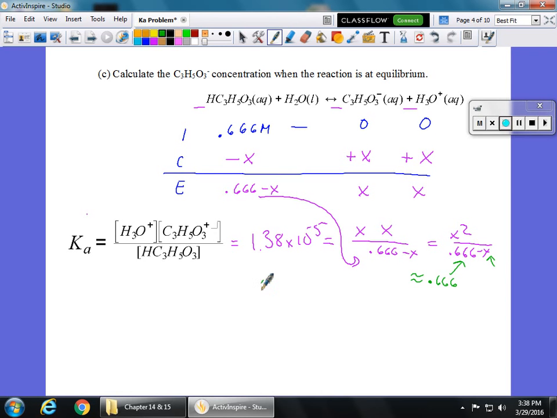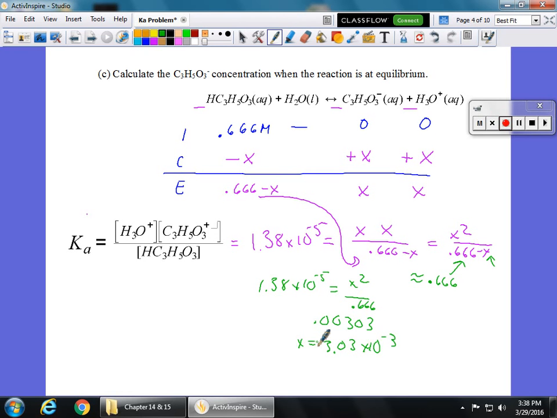So we're going to get 1.38 times 10 to the negative fifth equals X squared over 0.666. And you're going to solve for X. When you do that, you come out with a number of 0.00303, which is 3.03 times 10 to the negative third. That is going to be your X value.